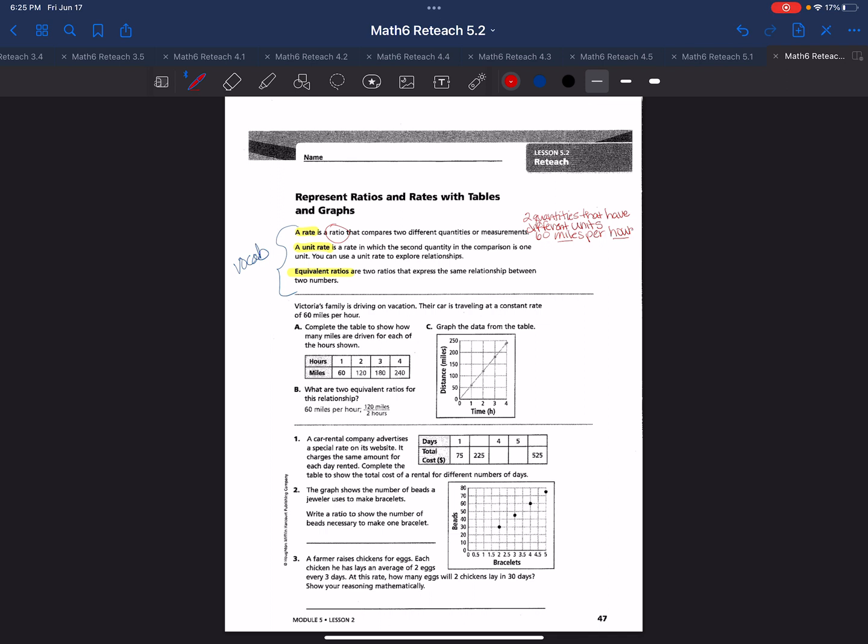Unit rate is a rate in which the second quantity in comparison is out of 1 unit. You can use a unit rate to explore other relationships. So, for example, a unit rate is 60 miles per hour because it's meaning 60 over 1 is the unit rate.